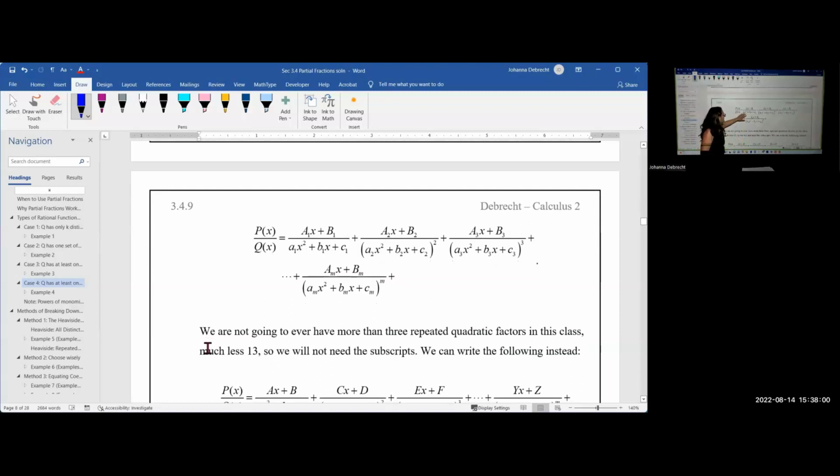So when we're looking at it, if our irreducible quadratic is a sub 1 x squared plus b1x plus c1, then I need that to the first, that to the second, that to the third, that to the fourth, that to the fifth, out however many times it repeats in the original rational expression denominator. And each numerator has to be degree 1. They all have to be degree 1 because the factor, not the denominator, but the factor itself is quadratic, which is degree 2. So the numerators are all degree 1, which are basically linear.